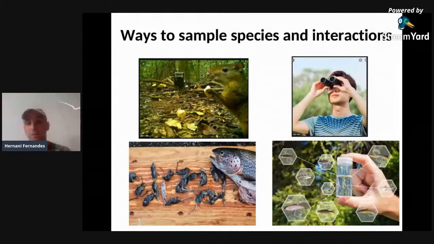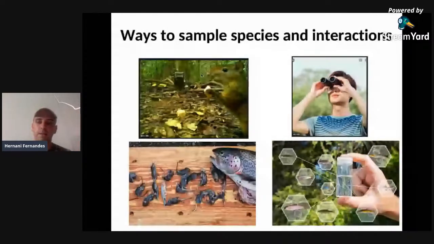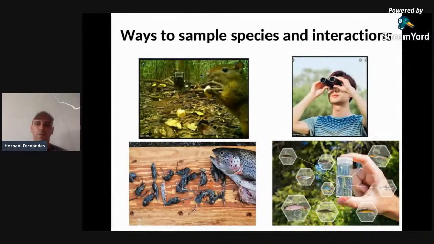But you have many different ways to sample interactions. You can use camera traps to record the frugivory rates of mammals or different species in the wild. You can also observe them, sitting on a rock and just observing which animals are coming to feed on that fruit, that flower, or anything else that you're studying. You can also collect the animal in the wild. For example, you can catch a trout and then see what the trout is eating, which many people do.